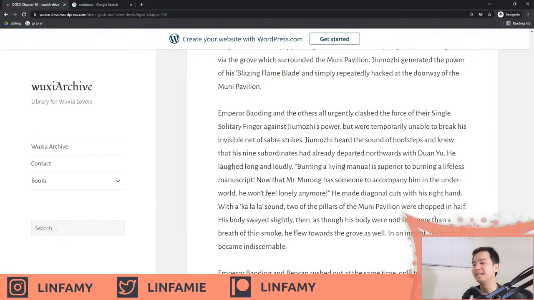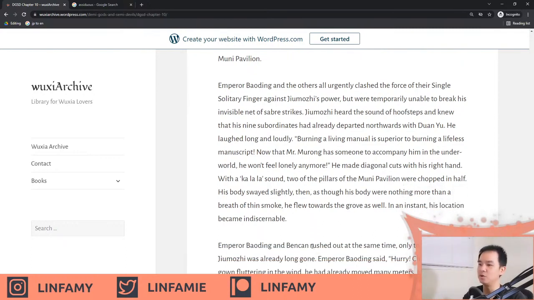"Burning a living manual is superior to burning a lifeless manuscript. Now that Mr. Murong has someone to accompany him in the underworld, he won't feel lonely anymore." He made diagonal cuts with his right hand. With a ka-la-la sound, 2 of the pillars of the Mooney Pavilion were chopped in half. His body swayed slightly. Then, as though his body were nothing more than a breath of thin smoke, he flew towards the grove as well. In an instant, his location became indiscernible.